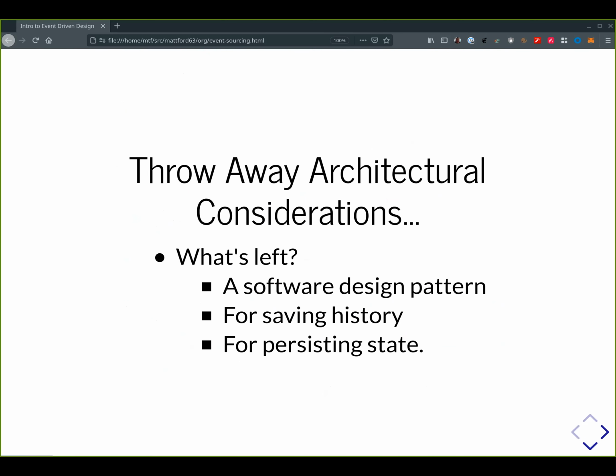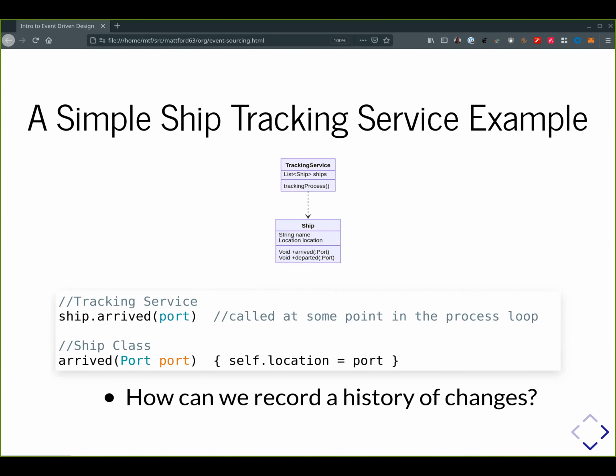So if we throw away all our architectural considerations about what event sourcing is, and we just look at it as a software design pattern, it really is just a pretty simple pattern that is there to save history, and implicitly to persist that history. So here is a super simple ship tracking service, and this is a modified version of the example that Fowler gives.